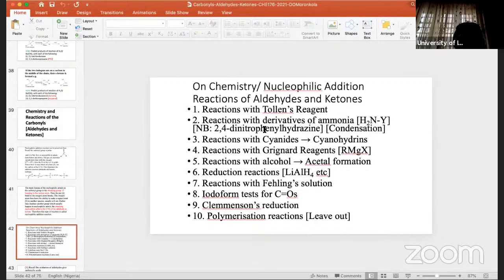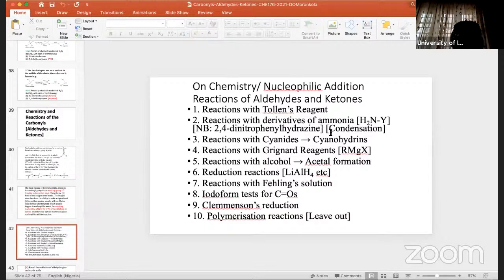Reactions with Tollens' reagent; reaction with derivatives of ammonia, which is more or less a condensation reaction, because a small molecule of water is being left off in this particular system. The formation of cyanohydrins, when the carbonyl reacts with cyanides. Then there's a very important number 4, where you have your Grignard reagents reacting with your carbonyls to give very important compounds. Then your carbonyl reacting with alcohol to produce your acetals.